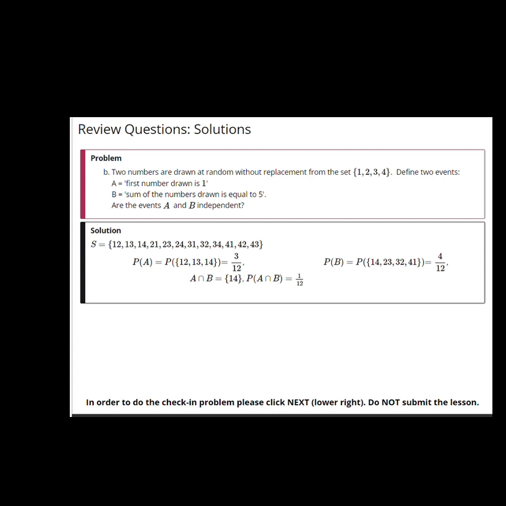Note that 1/12, the probability of A intersect B, is equal to the probability of A, or 3/12, times the probability of B, which is 4/12. And so the events A and B are independent. Although on the surface, both A and B involve the number drawn on the first draw, they seem to share information about that first number. Nevertheless, mathematically, they're independent events.